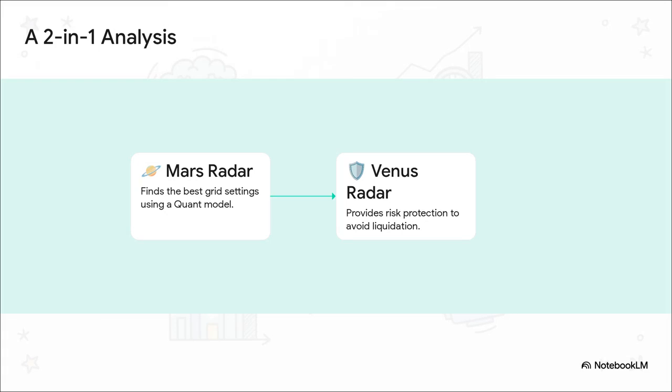First up, the Mars radar is all about finding the opportunity. Then the Venus radar swoops in to check for all the risks. And finally, the Jupiter radar comes in to basically fact-check the whole strategy with historical data. It's a full-blown strategic overview, and you get it in seconds.